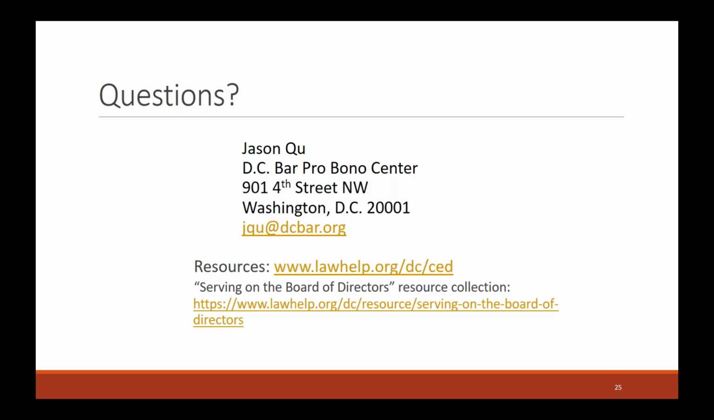Can you please elaborate a little bit on the board duty of information? So I don't think we have time today to go too deep into fiduciary duties, but I will say there is a duty to inform in DC. That's a fourth fiduciary duty that's not recognized in every other jurisdiction. The duty to inform is essentially a duty to share information that's relevant to the organization with other board members and with other key stakeholders.